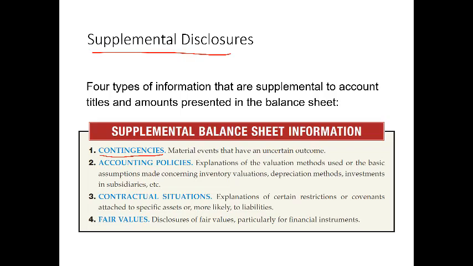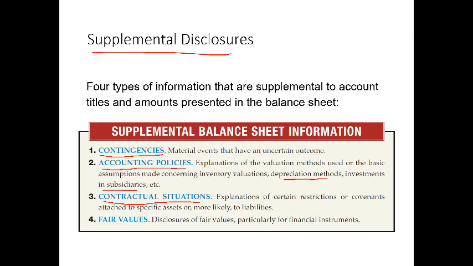So contingencies are disclosed. Accounting policies are disclosed. So if you use a valuation method like LIFO or FIFO, that stuff gets disclosed in the notes. Depreciation methods get disclosed, investments in subsidiaries are disclosed. In order to really understand the numbers in the balance sheet, you need to be able to look into the notes and read about the accounting that produced those numbers.